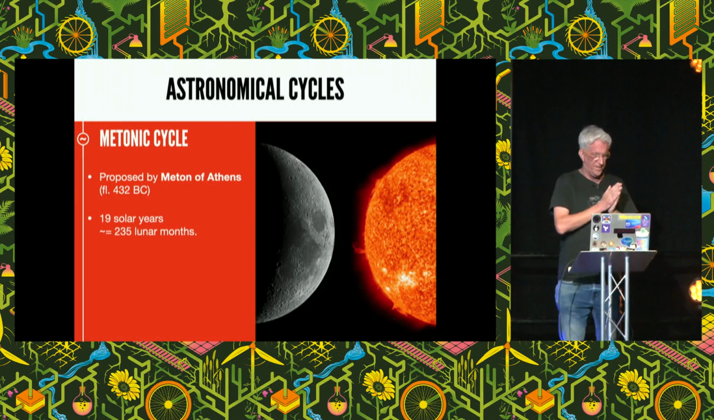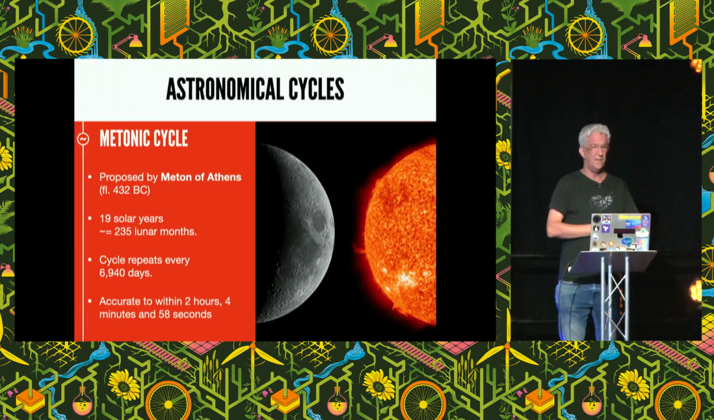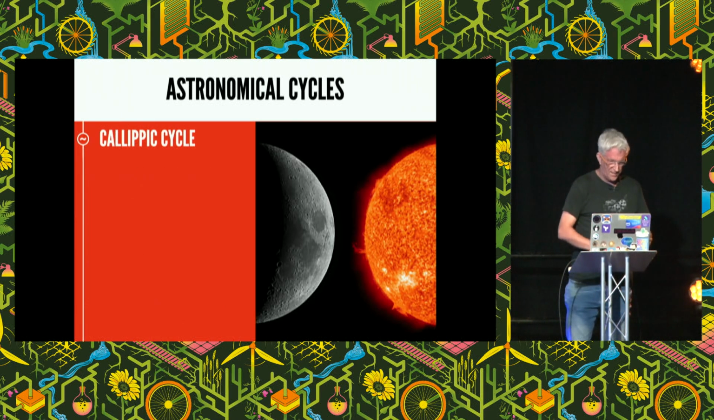Healy said, this is very interesting. I have seen that 19 solar years is almost approximately 235 lunar months. It's a very clever observation. It's right to within 2 hours. Well done, Meton, very good.